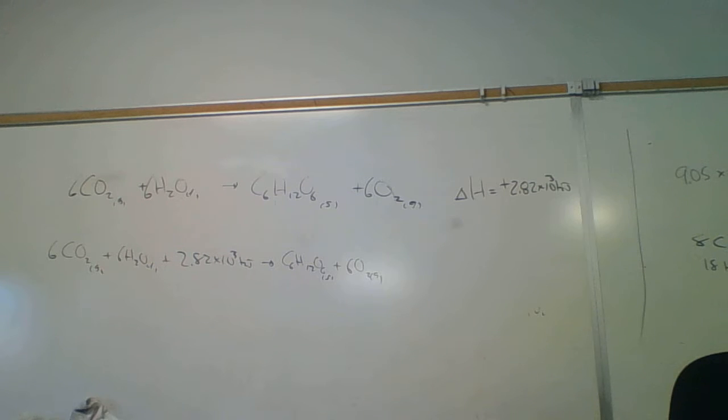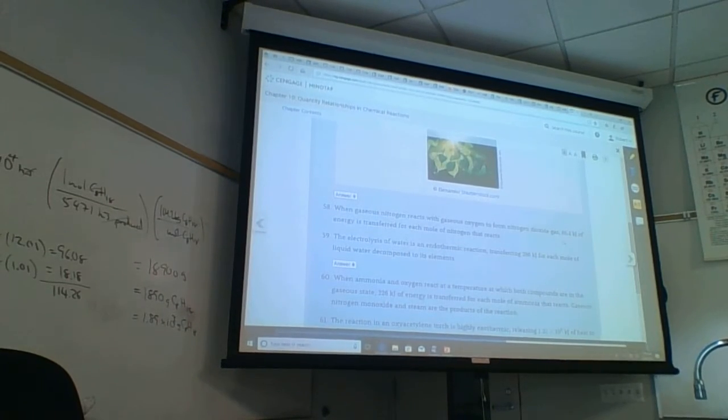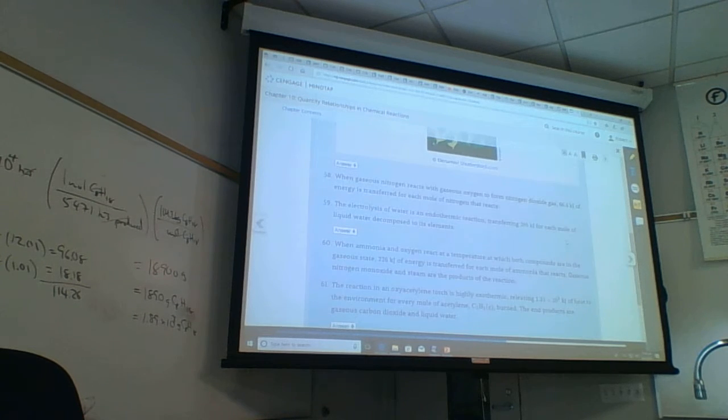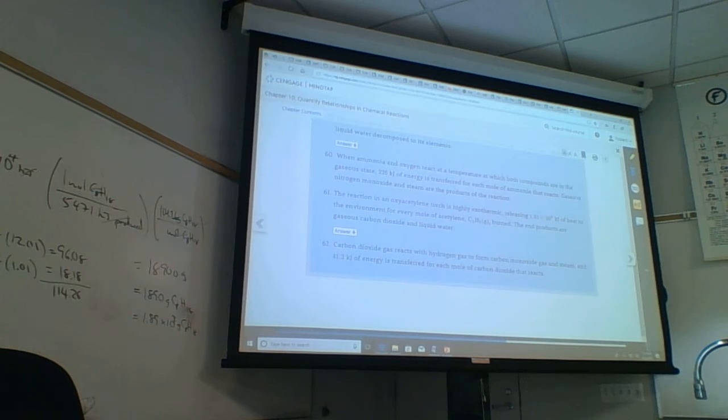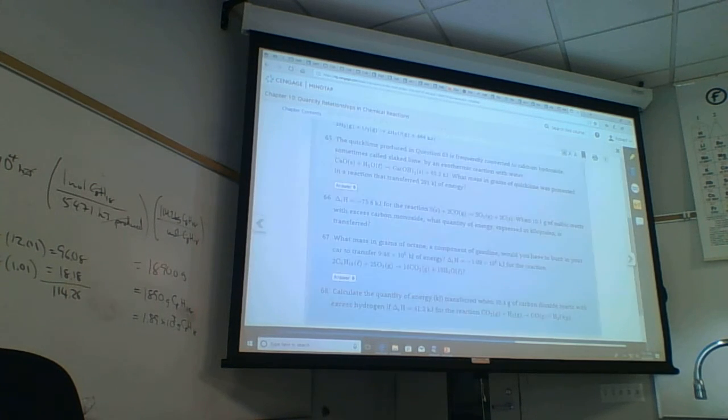All right, so 58 is very similar. When gaseous nitrogen reacts, that's just another thermochemical equation, so we just have to write the balance. They tell us the product, so we don't have to do any prediction. If they tell us the reactants and they tell us what the products are, then all we have to do is balance. So all these are the same. All these happen to be redox, it looks like. But they don't have to be redox. Different kinds of reactants.